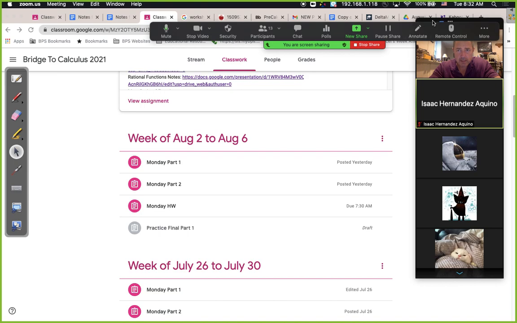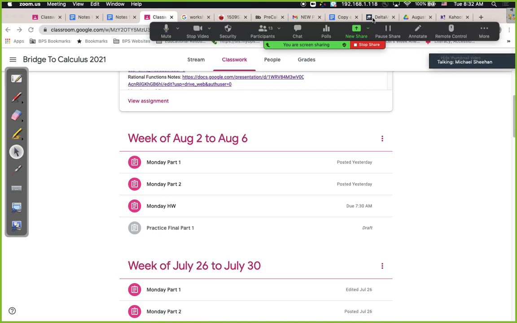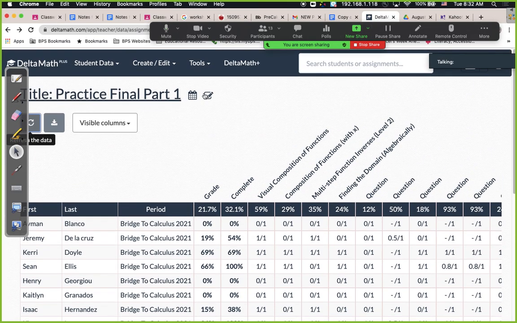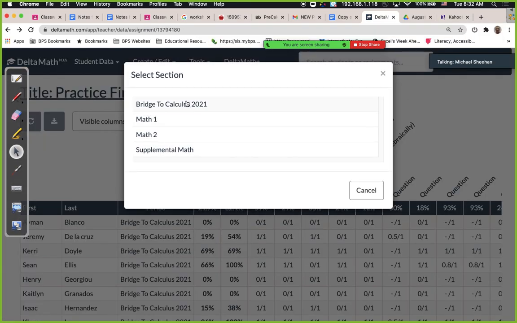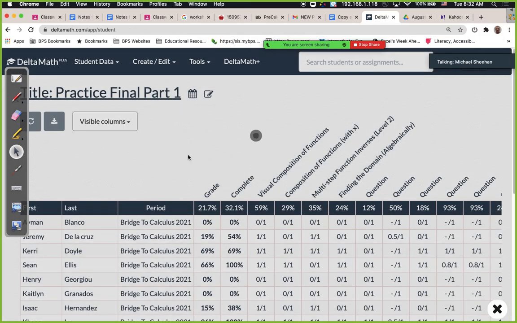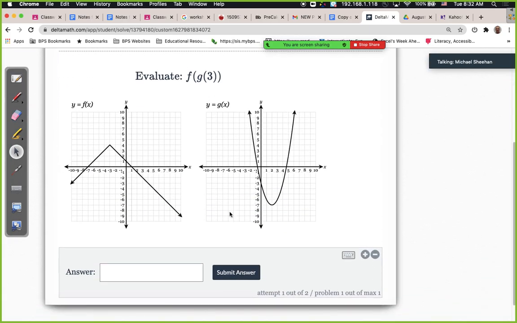Go over these, and some of you didn't understand how I was looking for you to answer them, so that's another good reason to go over this. So let's look at this from a student view. All right, visual composition of functions. This one looked okay, but let's go through it anyways.